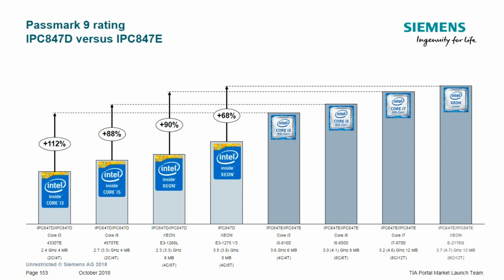So that's with the IPC647E and S7D compared with the IPC847D. Still, it's still better. Right? Yeah. Well, they introduced the new generations of Core i processors.